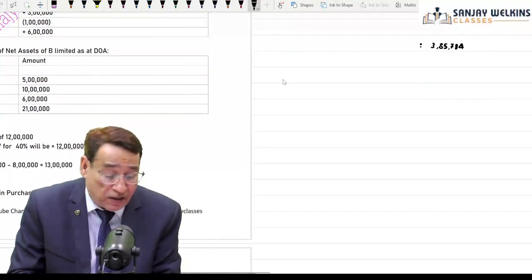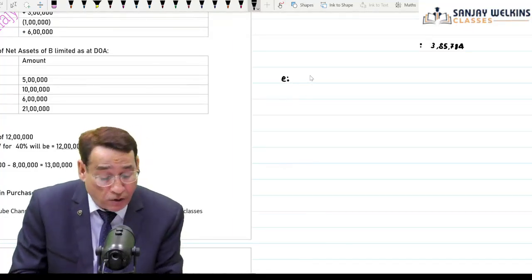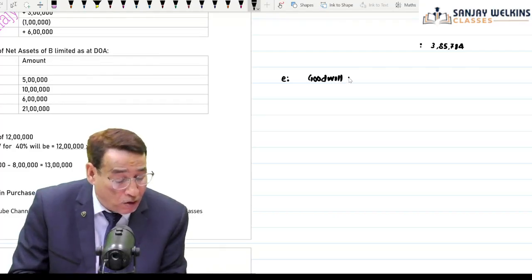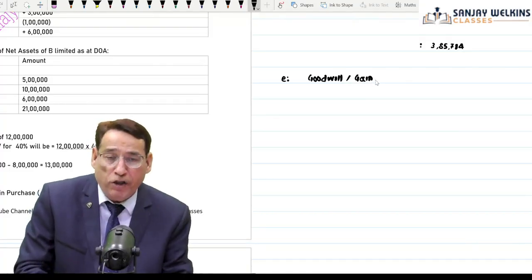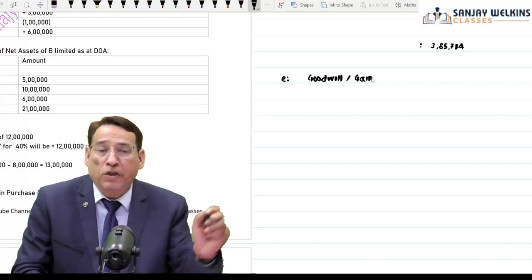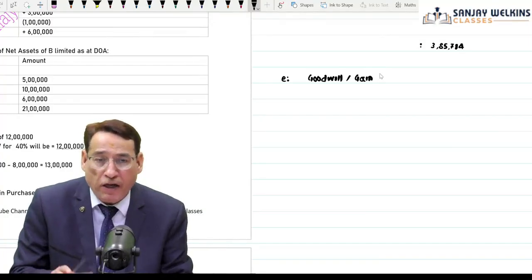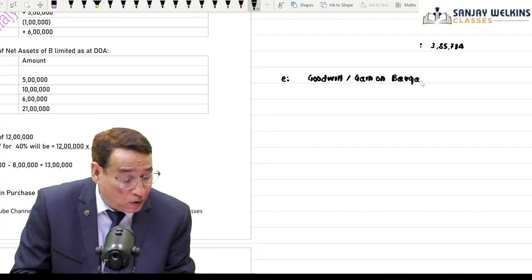And finally, the standard also says that the acquirer company on the date of acquisition needs to find out the amount of goodwill or gain on bargain purchase. Gain on bargain purchase is a term which we use as a substitute for capital reserve. Correct? So Ind AS uses gain on bargain purchase for capital reserve. So goodwill or gain on bargain purchase. It's a pretty long word.